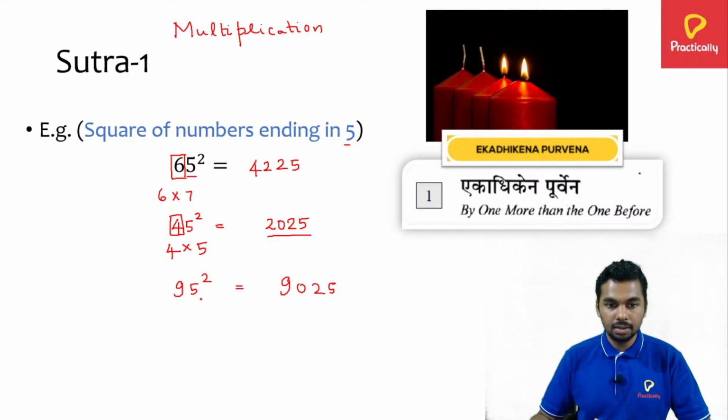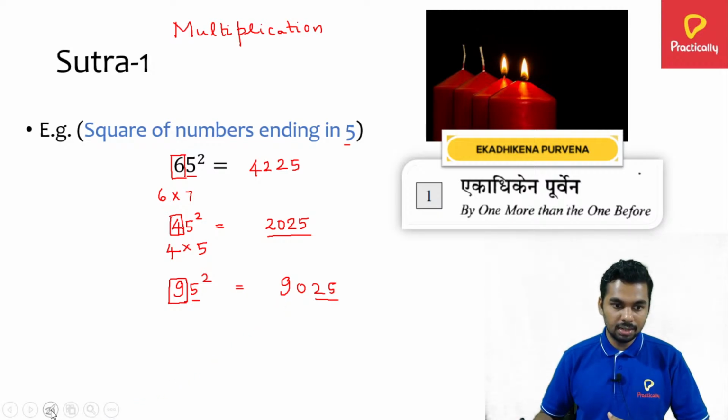How did I get it? It is ending in 5, so the last two digits are 25. Then what I need to do is take the digit 9 and multiply with 9 plus 1. So 9 plus 1 is 10. That's why I could do it very easily. So 9 into 10 is 90.